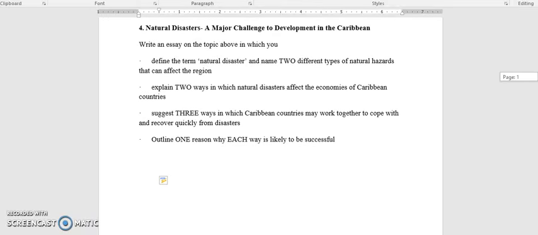Explain two ways in which natural disasters affect the economies of Caribbean countries. Let me read that again. Explain two ways in which natural disasters affect the economies of Caribbean countries. All right, I'm going to give you 2 seconds to think about this. Can you identify 2 ways in which natural disasters affect the economies of Caribbean countries? Or you can just write them down in your books.